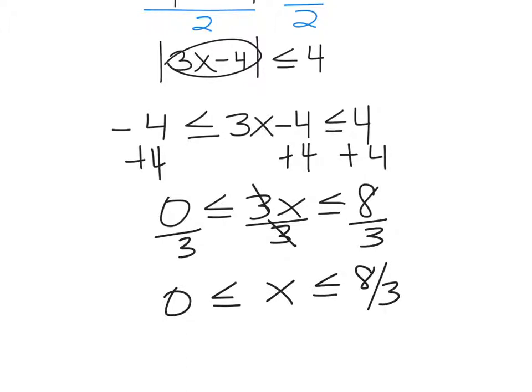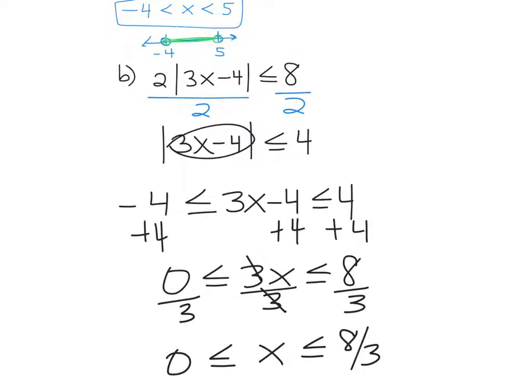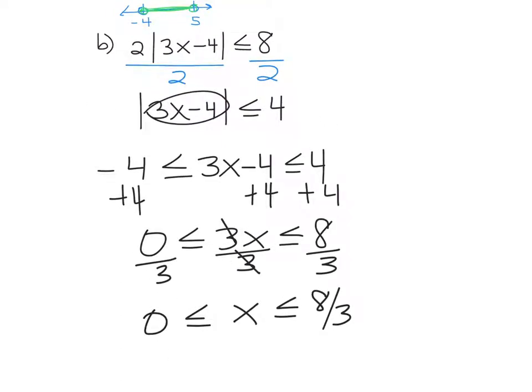Okay. So the only numbers that are going to work in my original equation that was given to me way back up here are numbers that are from 0 to 8/3, but including 0 and 8/3 this time, because it's less than or equal to. It's the or equal to that makes it a solid dot. Do you feel pretty confident in your less than skills?